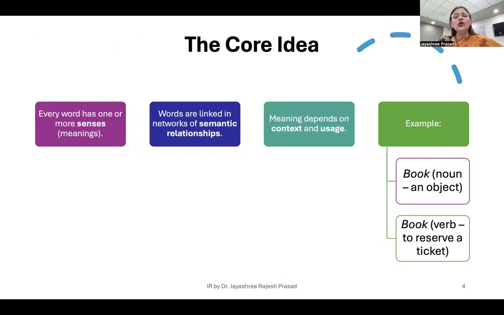So let's see the core idea. Every word has one or more senses or meanings. The meaning we understand depends on the context in which the word appears. For instance, take the word book. In one sentence, book means a printed object: I read it as a book. But in another, it means reserve: to reserve, I booked a ticket. So, context plays a key role in determining the meaning.